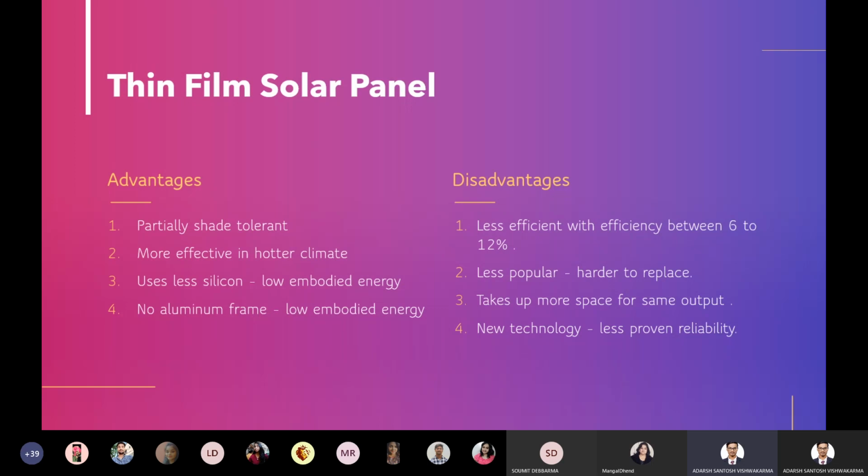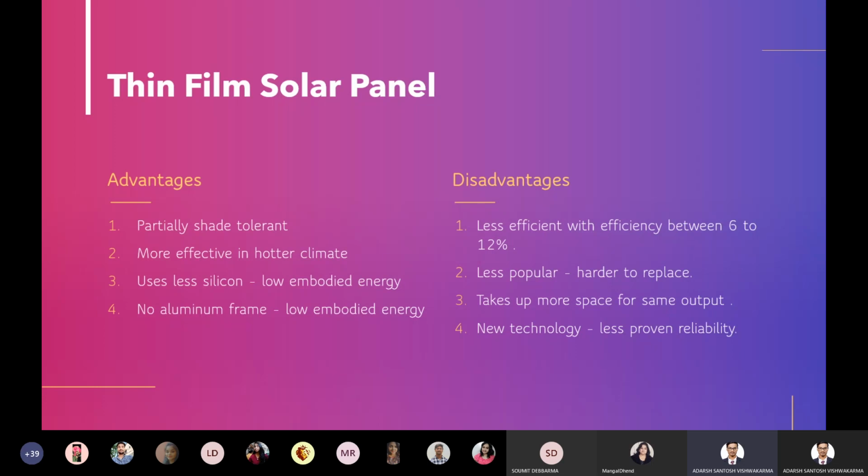Advantages of thin film solar panels are that they are partially shade resistant. That means that if a certain area of the solar panel gets covered by some tree or some other object, the solar panel doesn't get affected in a huge way. They are more effective in hotter climate. It has less weight, but takes up more space for the same output.